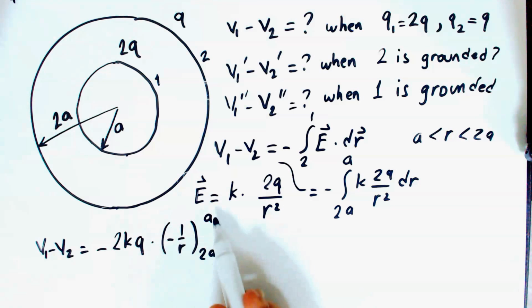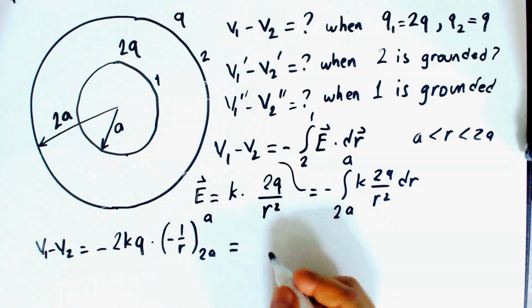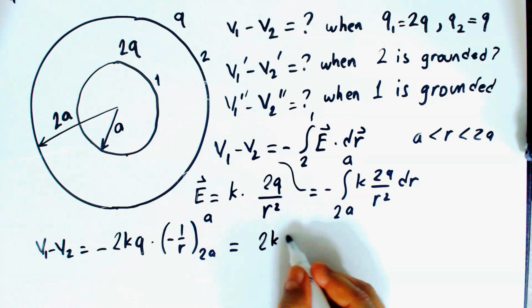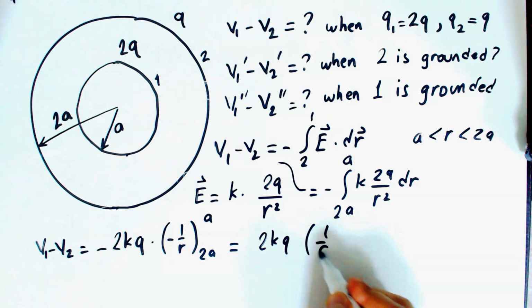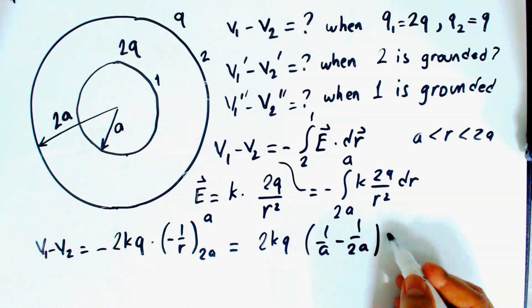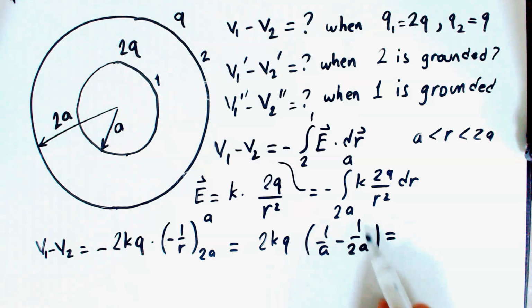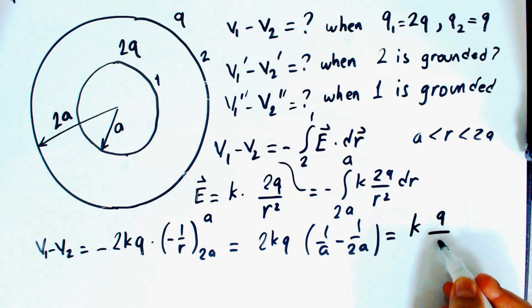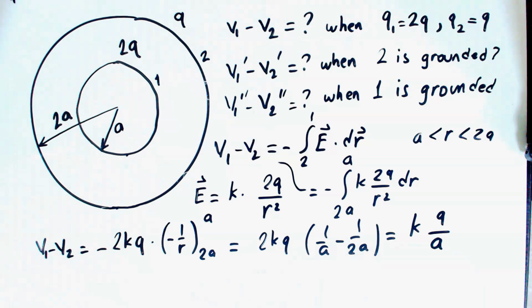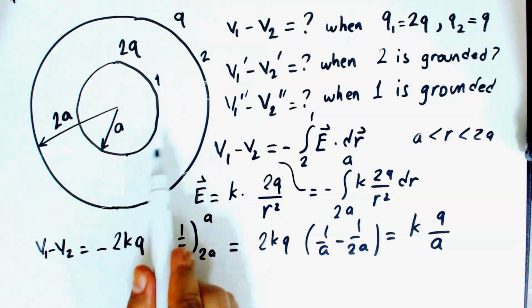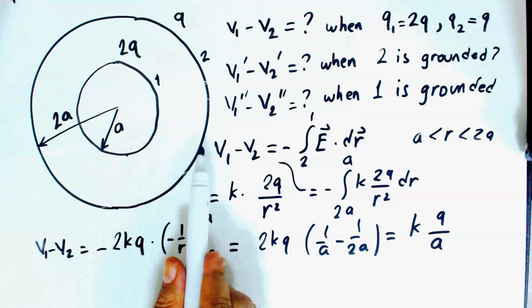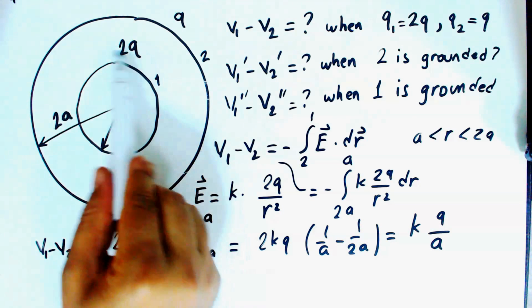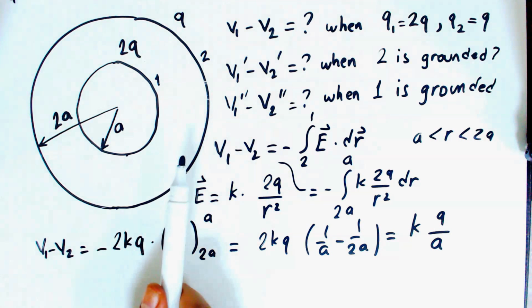Well, evaluated at these radii, we will have 2kq times 1 over a minus 1 over 2a, and 2 over 2a minus 1 over 2a makes 1 over 2a, multiplied by 2kq, you get kq divided by a. So this is the result, the potential difference between the inner shell and the outer shell, where the inner shell has the total net charge of 2q and the outer shell has the total net charge of q.